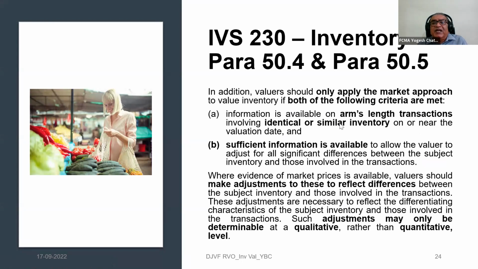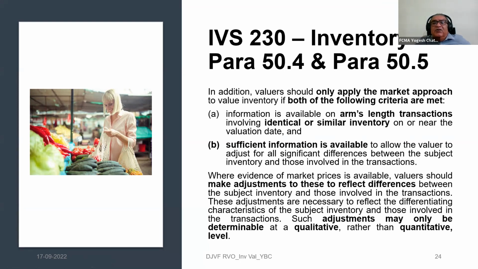So, information is available on arm's length transactions. In other words, information available is with reference to unrelated parties. If that information is available, then a valuer can use the market approach involving identical or similar inventory on or near the valuation date. And number two, sufficient information is available to allow the valuer to adjust for all significant differences between the subject inventory and those involved in the transactions.